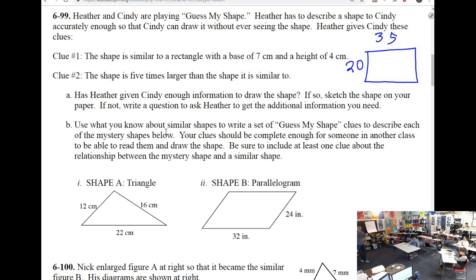So then when we look down here at part B, write guess my shape clues to describe each of the mystery shapes below. Your clue should be complete enough for someone in another class to be able to read and draw the shape. And this is where we're going to cut for today. But if you were trying to make as minimal instructions as possible, because we want to make our life easy, we don't want to work harder than we have to, how could we minimally explain a similar shape and get somebody to accurately draw it using these as our originals? So that's where we'll pick up tomorrow.